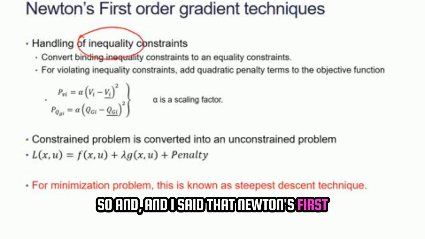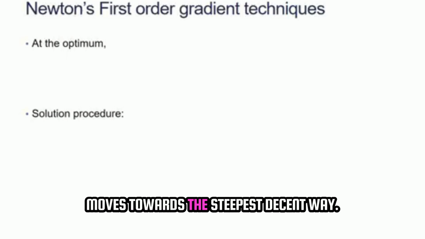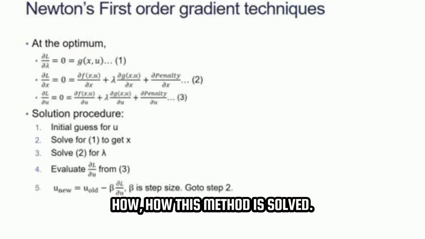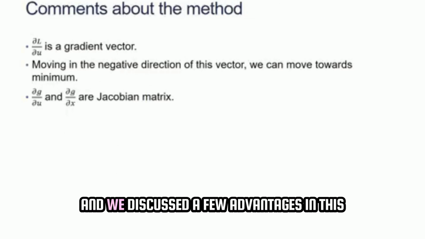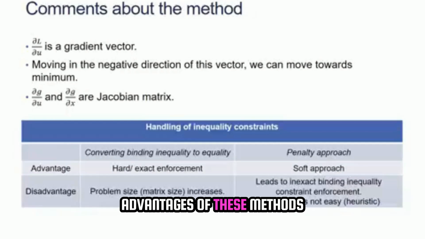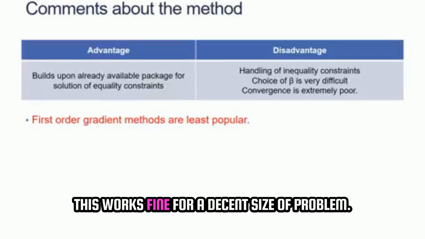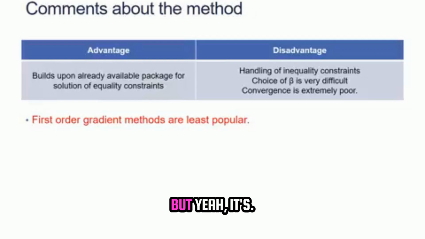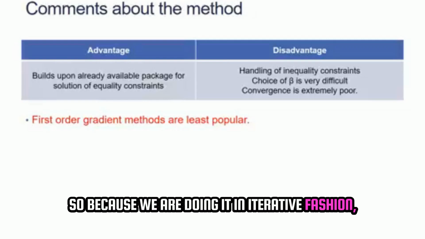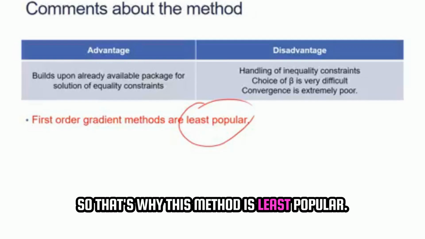I said that Newton's first order method is also known as the steepest descent technique because it moves in the steepest descent way. We saw the solution procedure, how this method is solved. I hope this is clear, and we discussed a few advantages and disadvantages of these methods, and eventually we got to know that this works fine for a decent size of problem, but it takes more time to converge because we are doing it in an iterative fashion. So that's why this method is least popular.